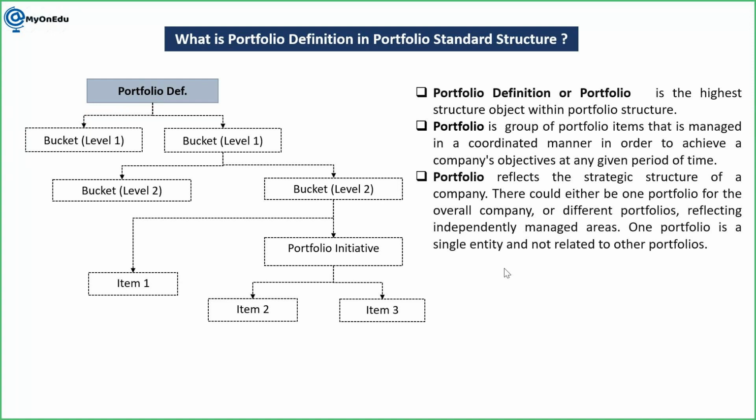So here first we have the portfolio definition, which has a further segregation based on the process, based on the location, or based on the product. These are the three major things which we need to consider to define the portfolio structure here. Then we have buckets. A bucket is nothing, you can consider it a group of similar projects or similar programs. You can compare a bucket with the program itself.